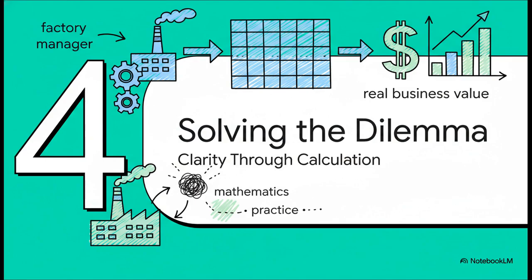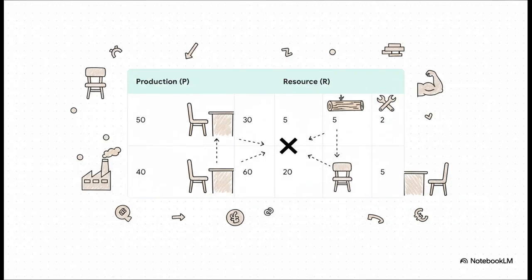Okay, now for the real payoff. We've gone through the rules, we've practiced the algorithm. It is time to go back to our factory manager and give them a definitive solution to their problem. This is that moment where the abstract math we've been doing delivers real, tangible business value. The first, and honestly the most crucial step in any business application of matrices, is structuring your data correctly.